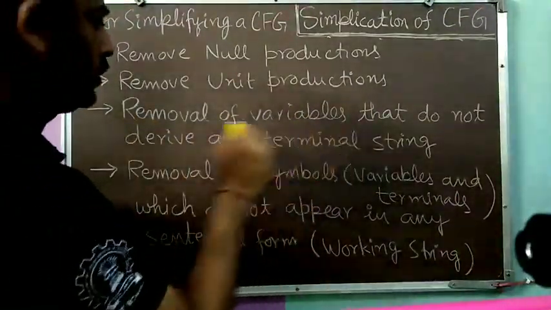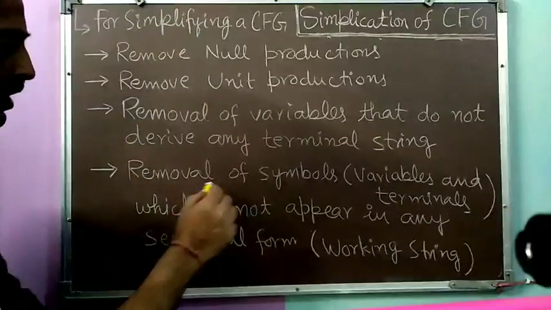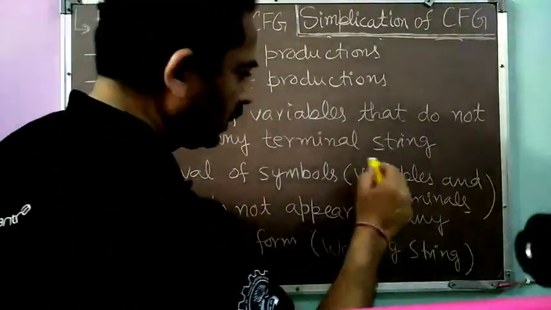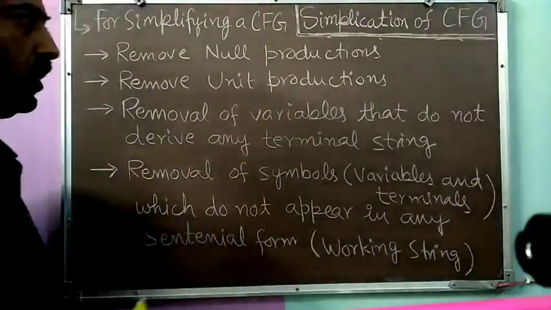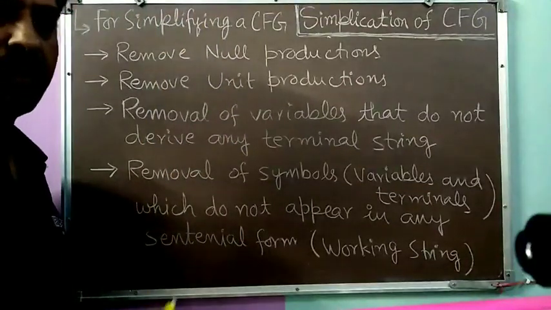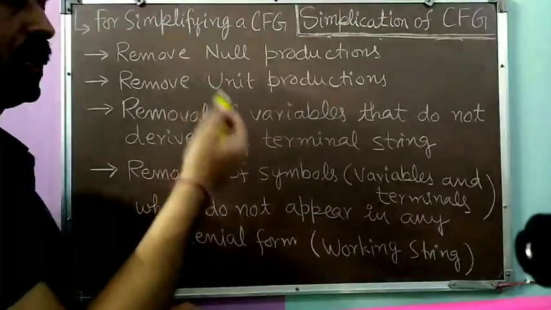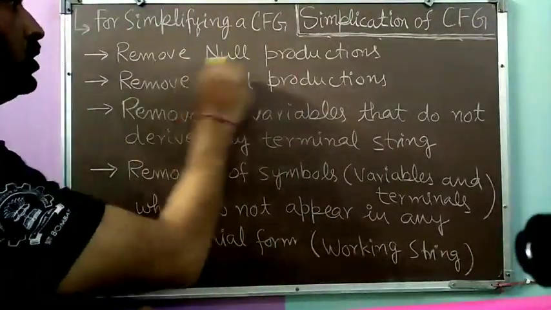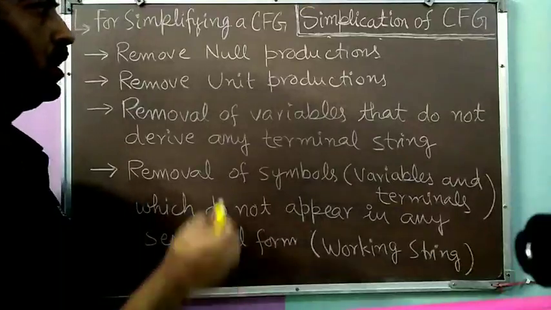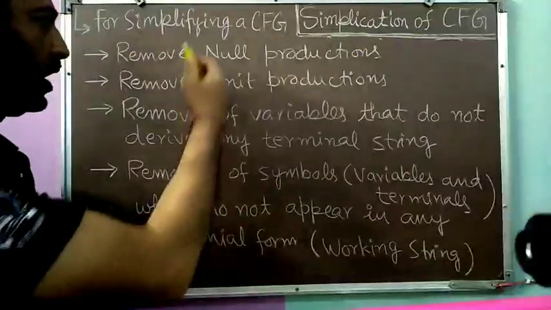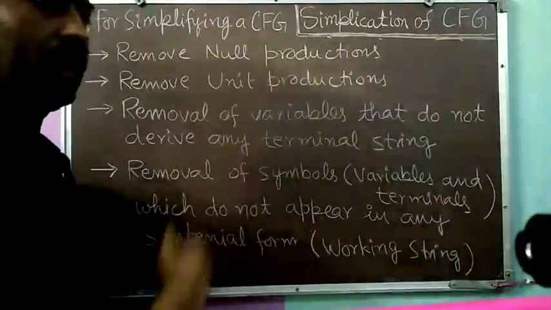So the next step will be the removal of variables that do not derive any terminal string. And then the next step will be the removal of the symbols, that is the variables and terminals, which do not appear in any sentential form or the working string. So this should be the sequence of performing the steps of the simplification. Now we have to look at whether a particular step has to be performed or not. Suppose the first one, removal of null production. If there is no null production present in the grammar, then obviously we can skip this particular step. We can directly go for the removal of unit production. Suppose there is no unit production present, then we can skip this step as well, and we can go to the next one.